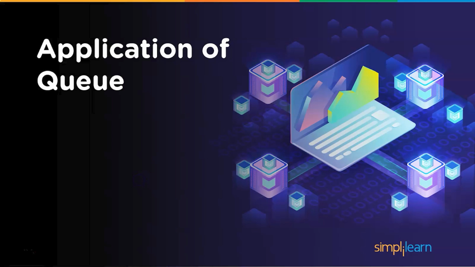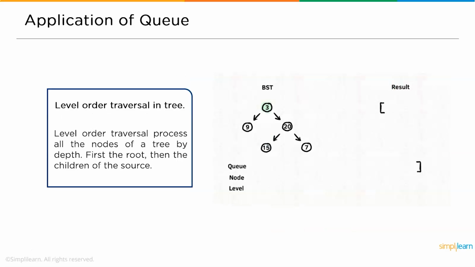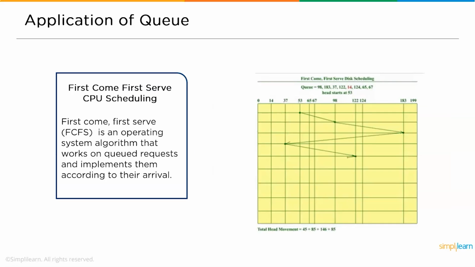So the first application of queue is breadth first search. Breadth first search, or BFS, traverses a graph in a breadthward direction and uses a queue to remember the next node to start a search. The second application is level order traversal in tree. Level order traversal processes all the nodes of a tree by depth. First the root, then the children of the source.